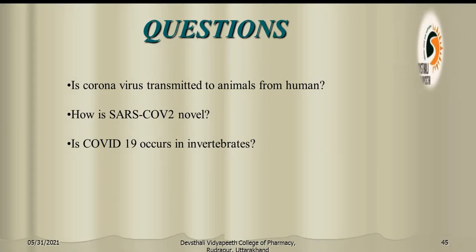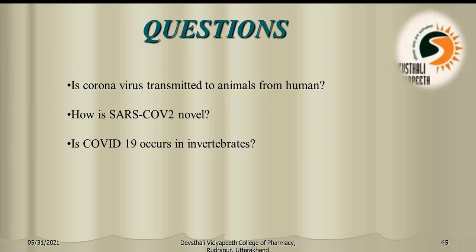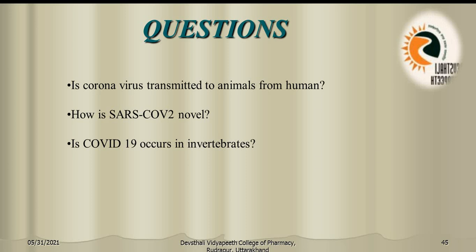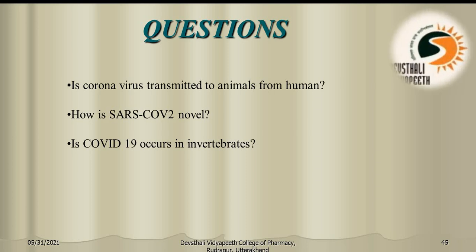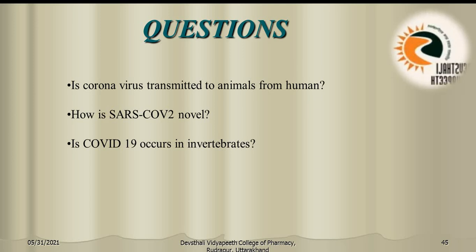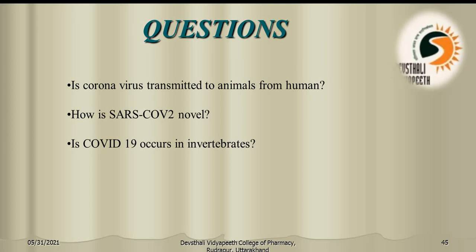After that, there were certain questions. Is coronavirus transmitted from animals to humans? The answer is no: coronaviruses do not transmit from humans to animals. Although for animal to human, there could have been an animal transmission. An intermediary animal could have transmitted the viruses across the species barrier to humans, but the reverse process is not there.